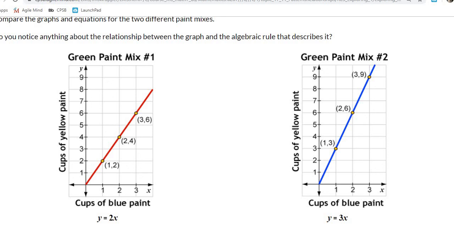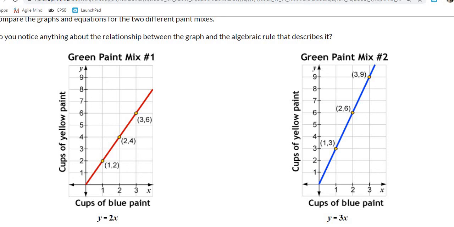but all of these on this red line are making what color? Green. The same shade of green. I want to test that out, to see if that actually works. You probably will, hopefully. So what does this 3-9 ordered pair represent here? What does the 3 mean? 3 cups of blue paint, and the 9 represents the yellow. 3 cups of blue paint and 9 cups of yellow paint.